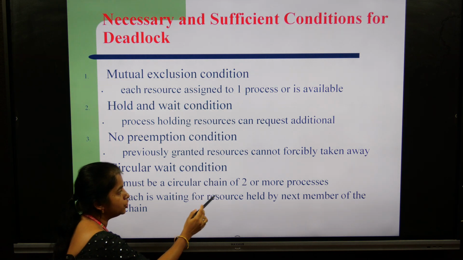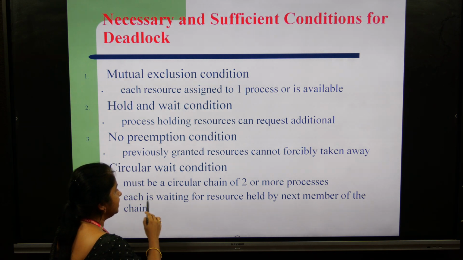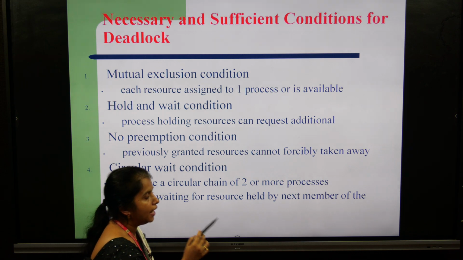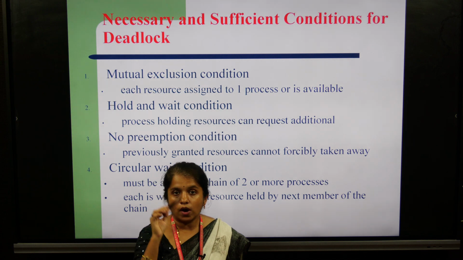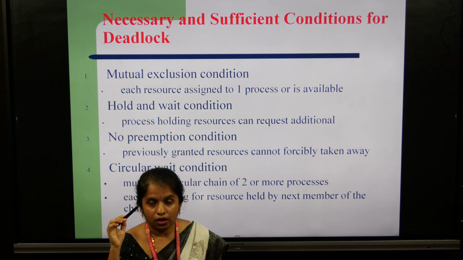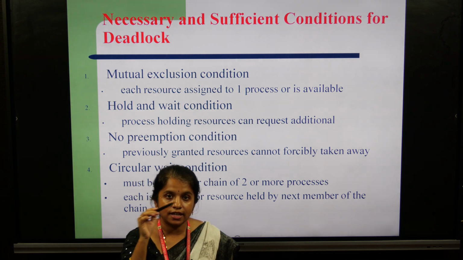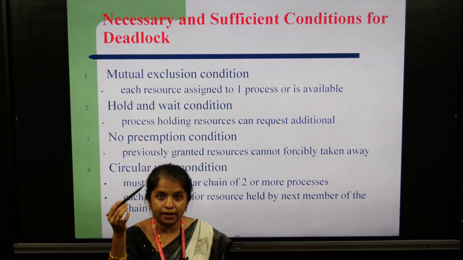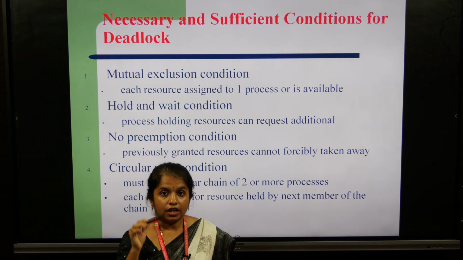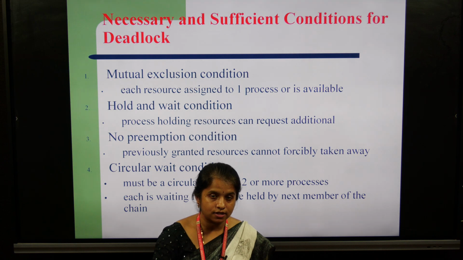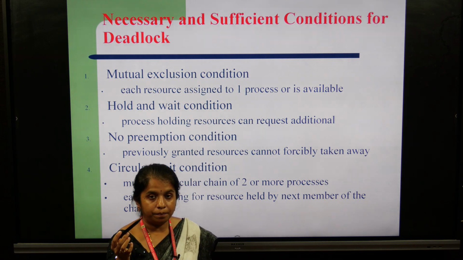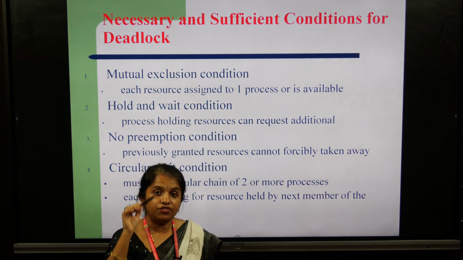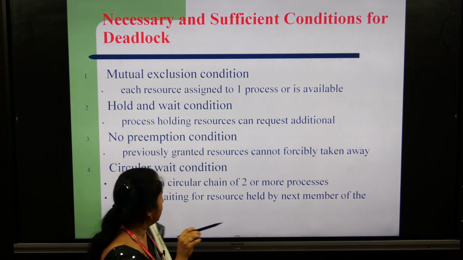There must be a circular chain of two or more processes. Each is waiting for a resource held by the next member of the chain. Here what happens is one process is holding the resource and the same resource is already requested by the second process. If the first process releases the resource, then only the second process will be able to use the resource. This is called a circular condition.